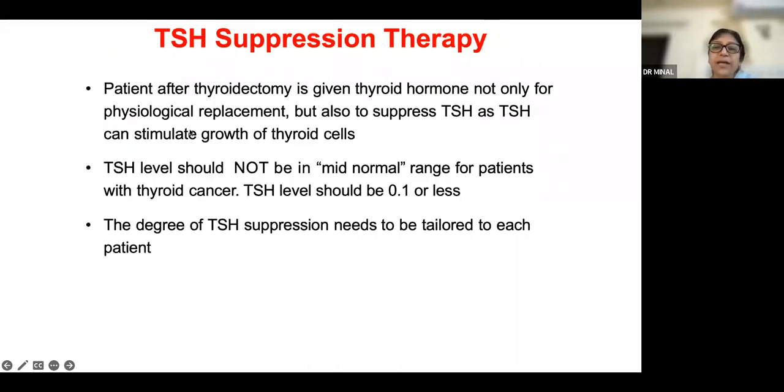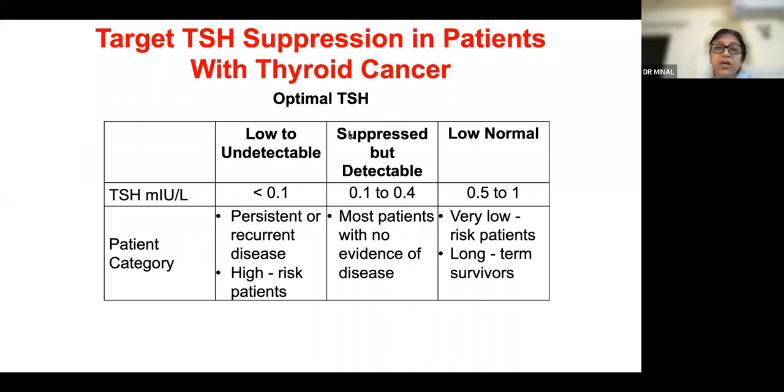TSH suppression therapy, again, as we have started, we go for TSH suppression therapy for pretty long, depending upon the low risk groups and the high risk groups. So this is how we do it. We keep TSH below 0.1, low to undetectable, if there is persistent or recurrent disease in the high risk groups. If there is no evidence of distant disease, so it's a low risk group, we go for 0.1 to 0.4. But if it is a very low risk group with long-term survivors, then we can keep it in the normal range also, that's 0.5 to 1. These are the targets of TSH suppression therapy, or the thyroxine therapy.